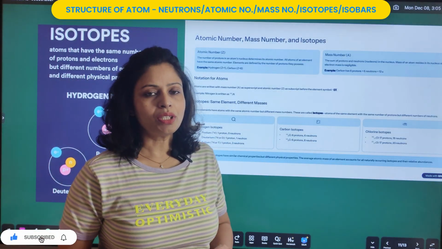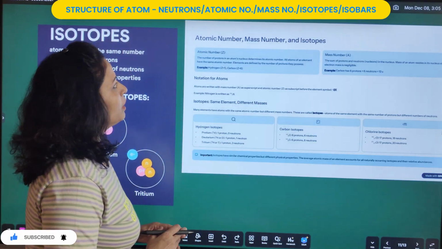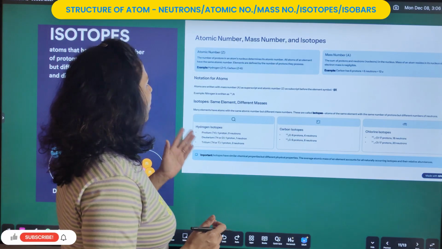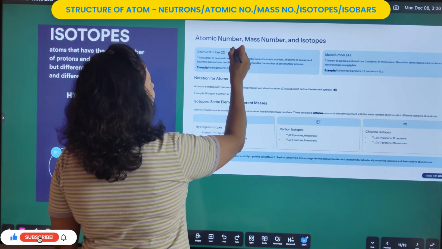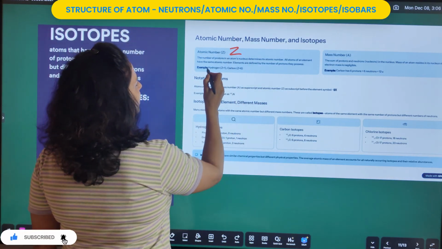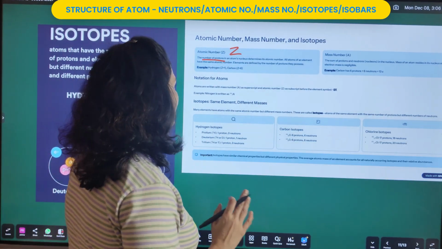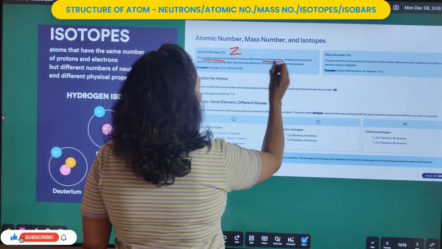Now coming to the next topic: atomic number, mass number, isotopes and isobars, which you have to learn. Atomic number we denote by the letter Z. It is nothing but the number of protons in the nucleus, that is, how many protons are present in the nucleus.